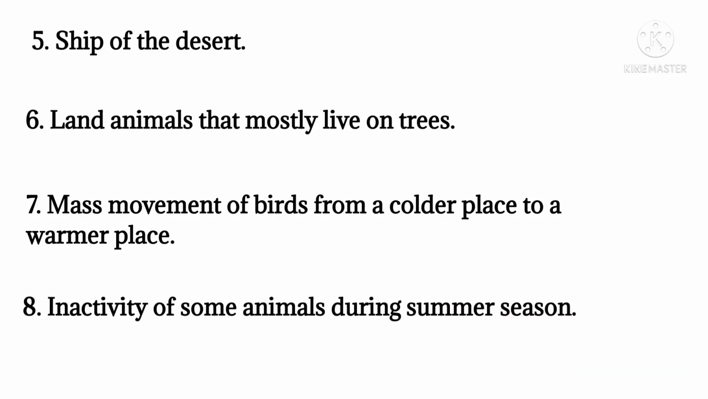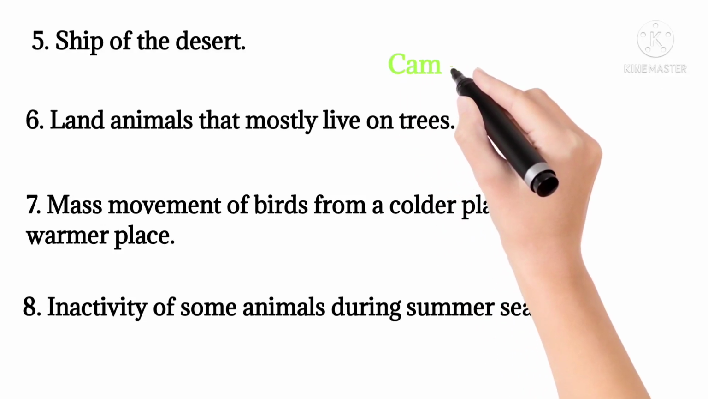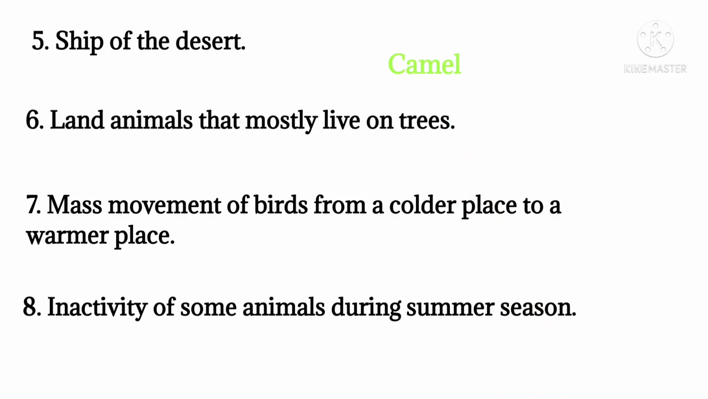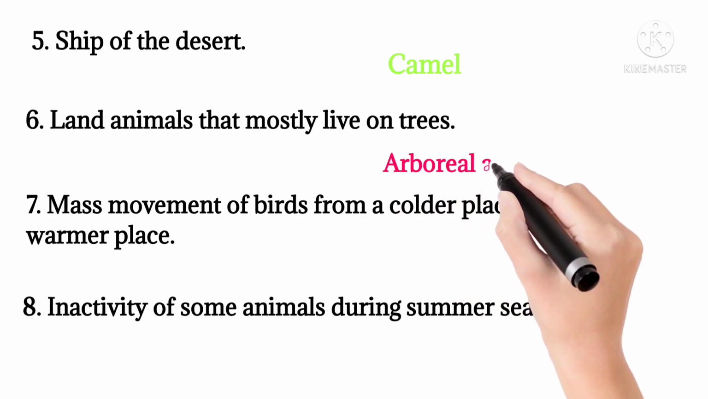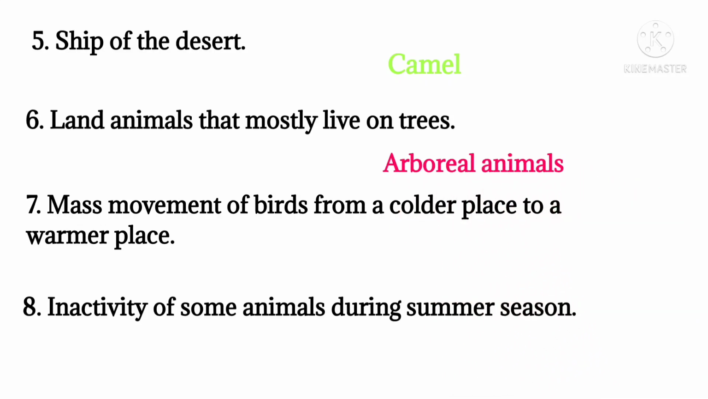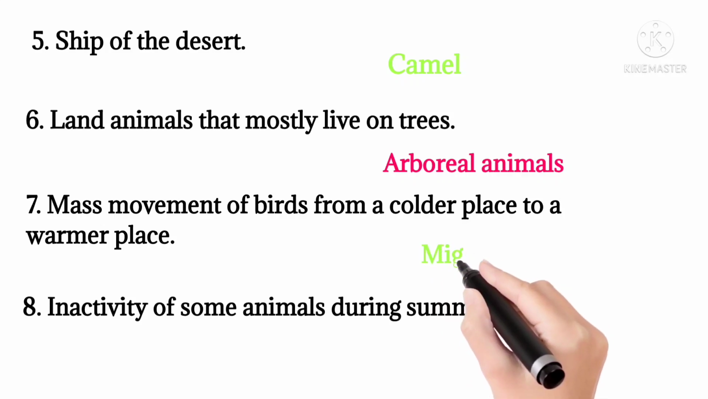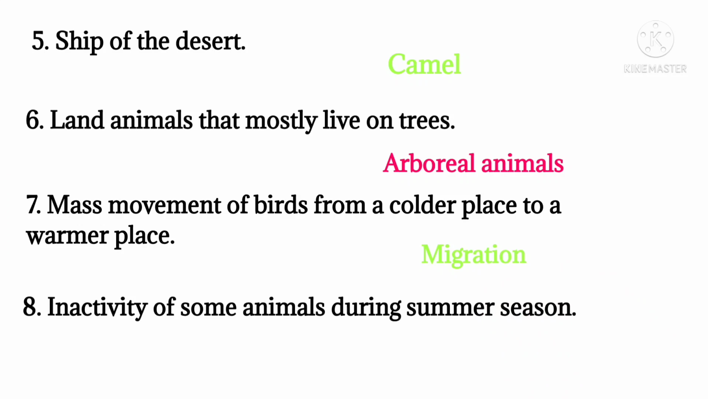5. Ship of the desert, that is camel. 6. Land animals that mostly live on trees, that is arboreal animals. 7. Mass movement of birds from a colder place to a warmer place, that is migration. Birds move to warmer places in the winter season in search of food and warmth.